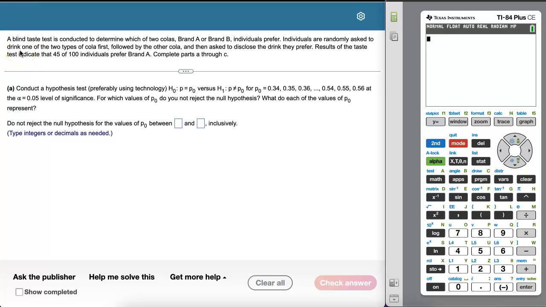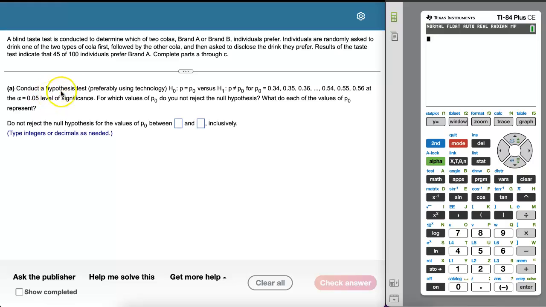In this problem, we're told there's this blind taste test where people are asked to test brand A and brand B, and which one do they prefer. They're randomly told to drink this type first, then followed by the next type or brand, and then disclose which one they prefer. The results of the taste test indicate that 45 of 100 individuals prefer brand A.